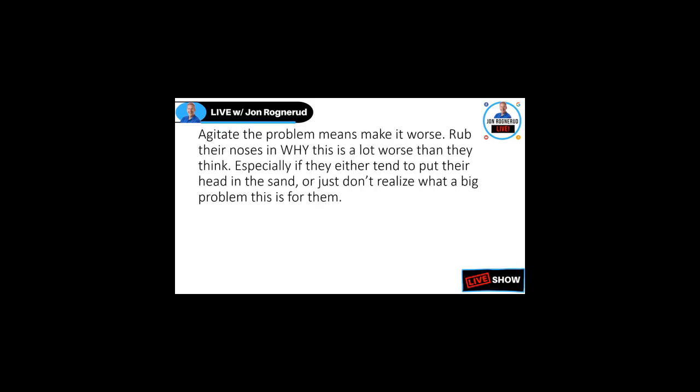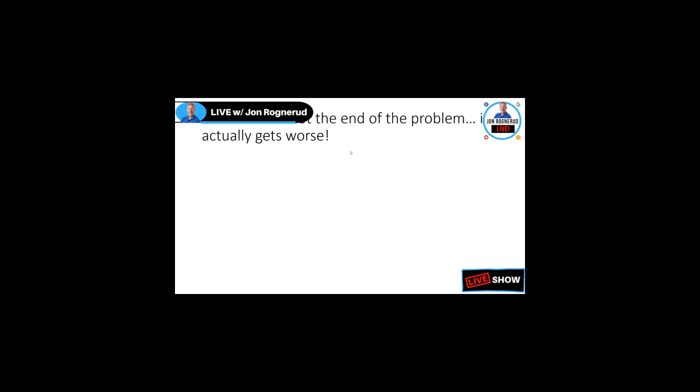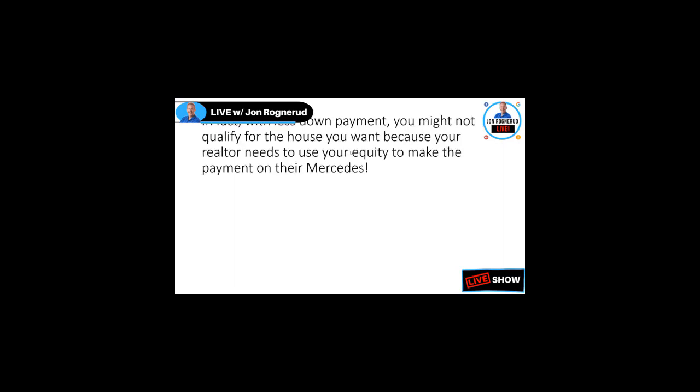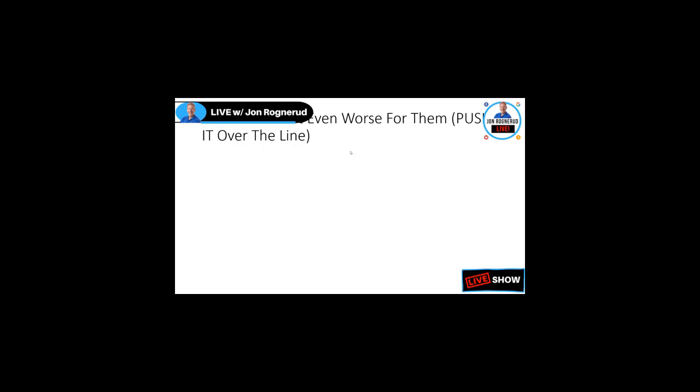So an example of this would be: but that's not the end of the problem. It actually gets worse. I mean, talking about calling it out, there you go. And if you continue with that, if you pay all your equity out to the realtor, you won't be able to make as big a down payment on your next house. Can you see how we're drilling down here and calling out the issue by rubbing it in, right?